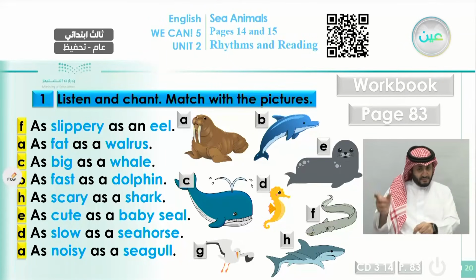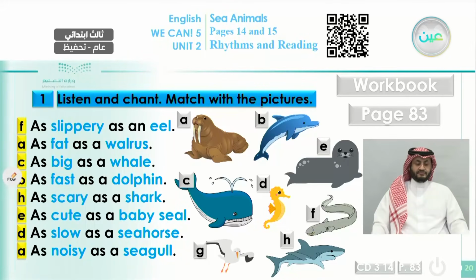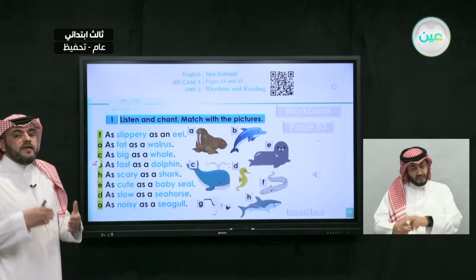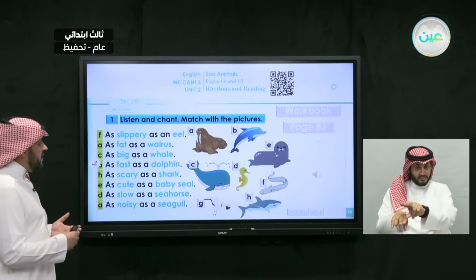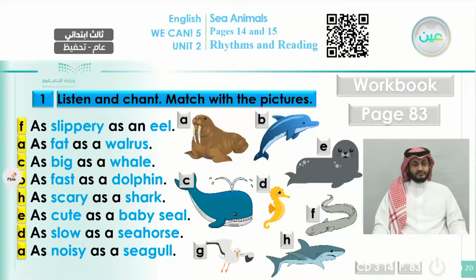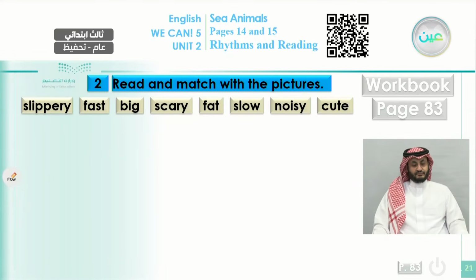Okay, so when we use as plus the adjective and as, we mean by that the degree of this adjective is the same. So when we say, for example, the baby seal as beautiful as the dolphin, that means they are all beautiful and have the same degree of this beauty. Okay? And exercise number 2, read and match with the pictures.